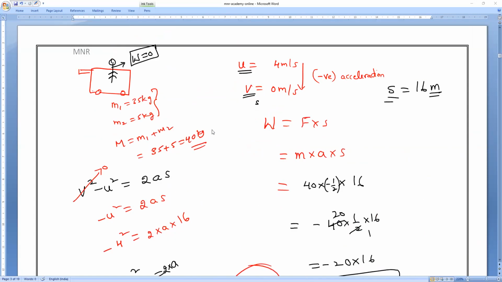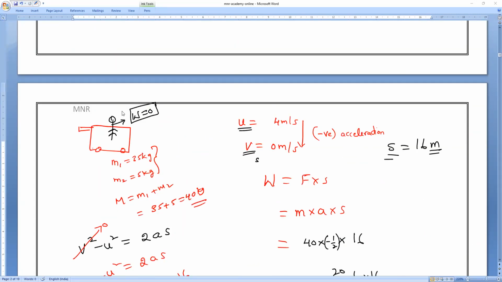Understood this question? A girl is sitting inside. Inside means she is at rest with respect to the trolley.